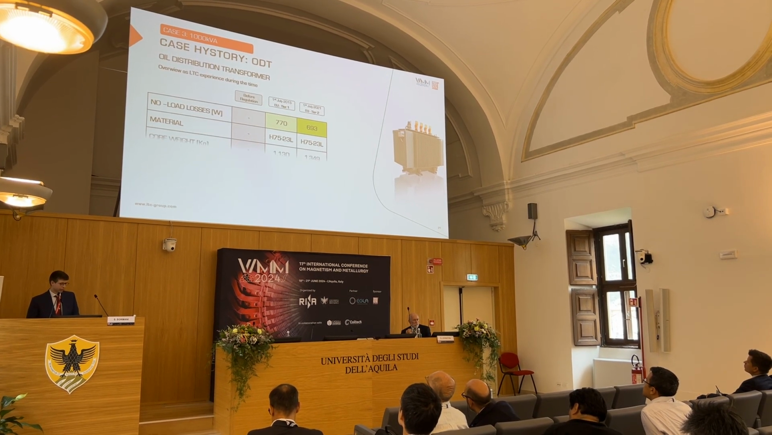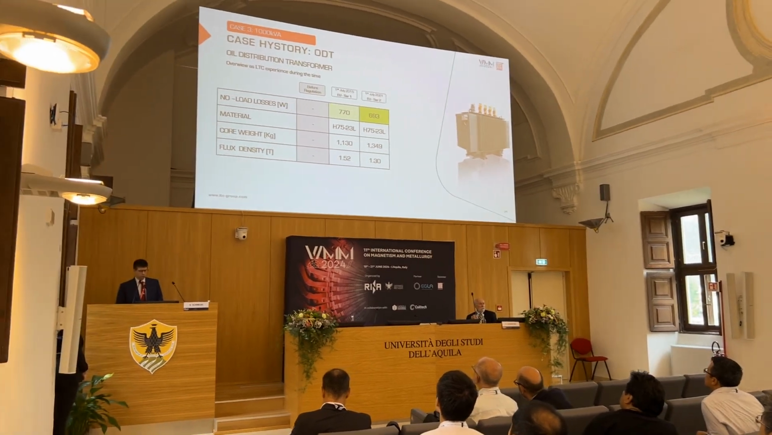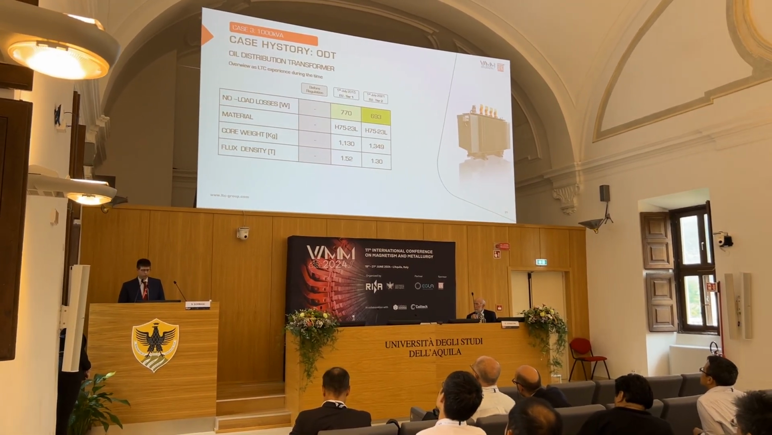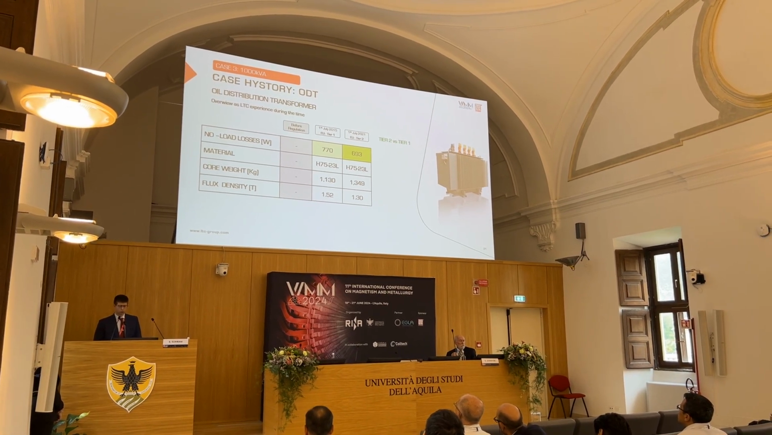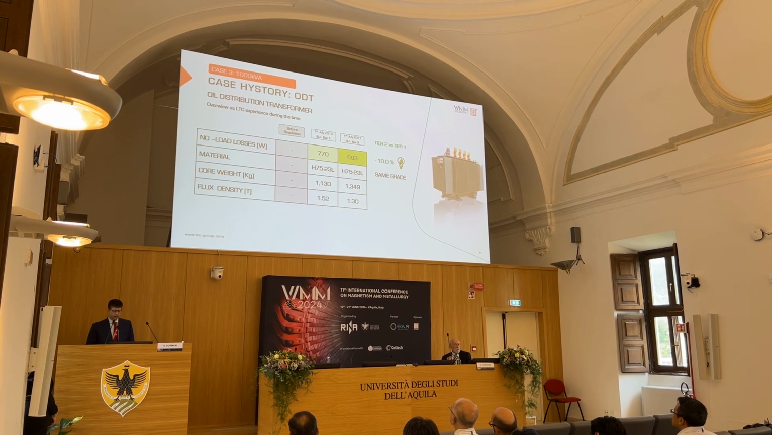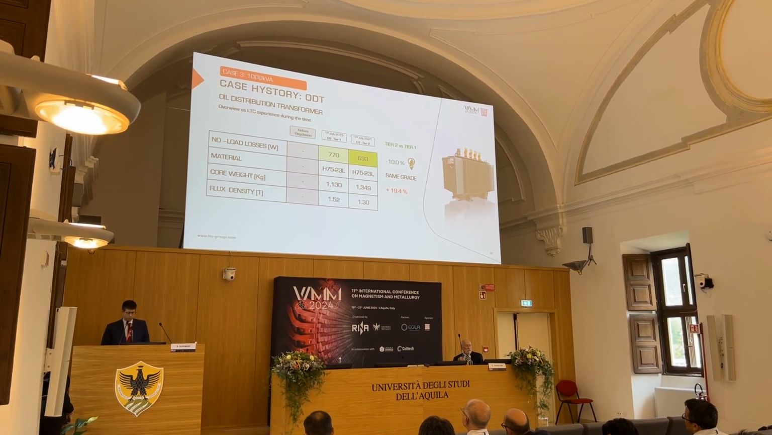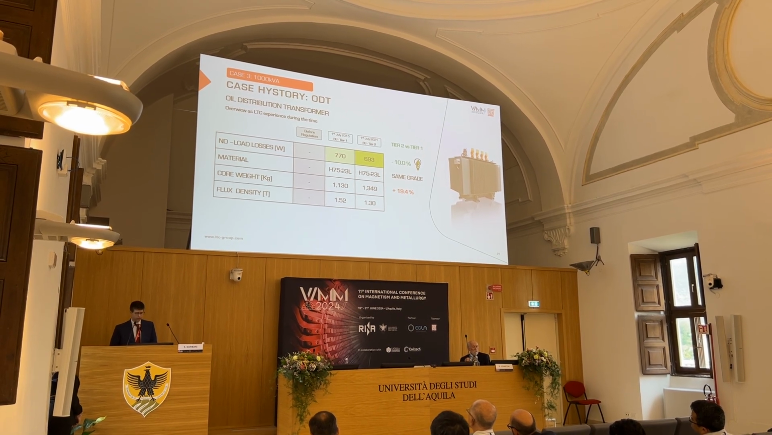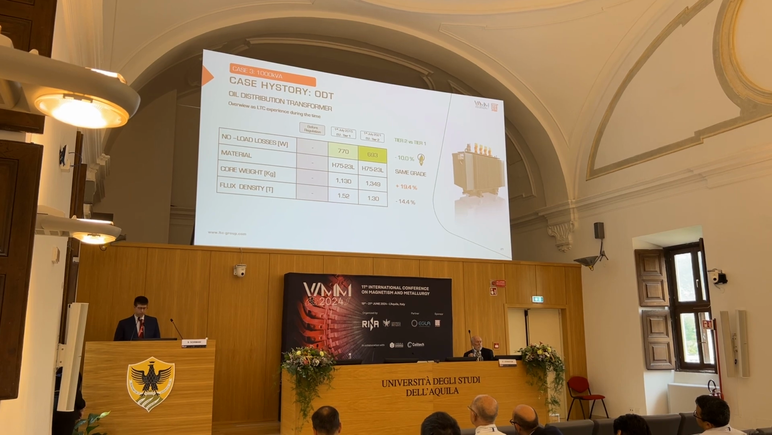And now we go to case number 3. We can see that in this case it is a 1000 kVA transformer, so we don't have data before the regulation, but between the 2 regulations we again see a reduction of 10% in the losses. Keeping the same grade, the transformer had a 20% increase in the core weight and a reduction of the flux density of 15%.